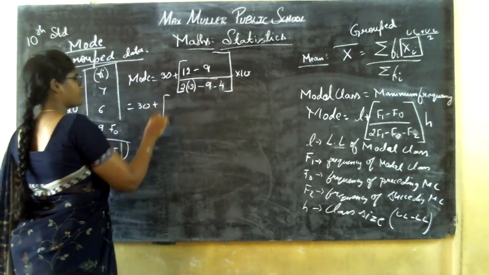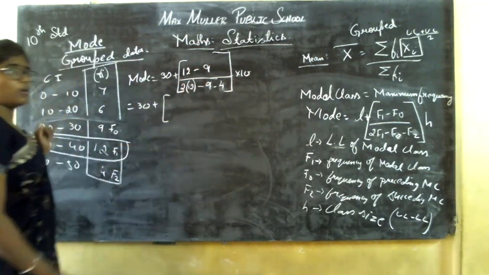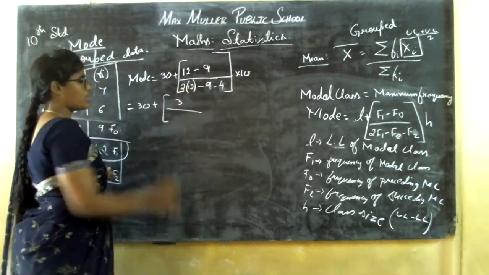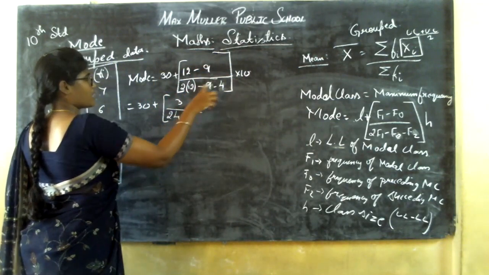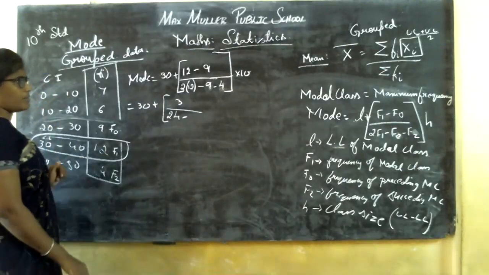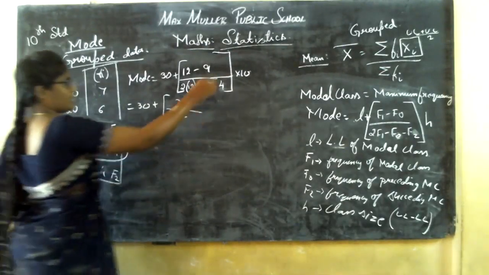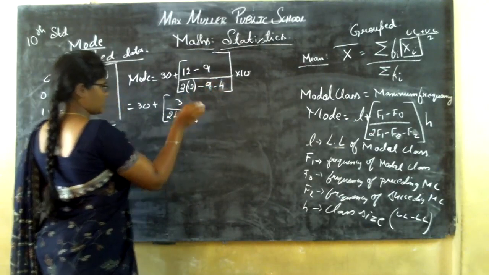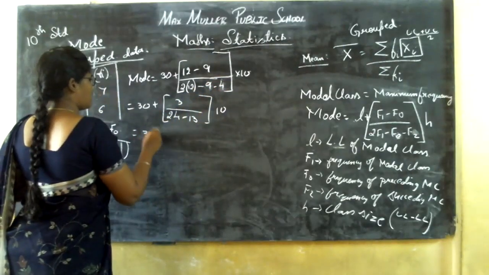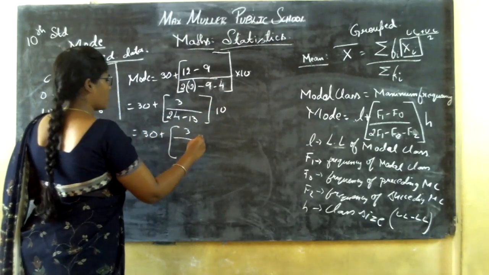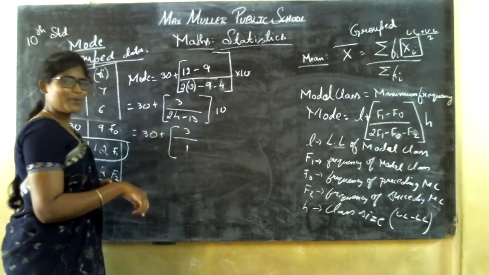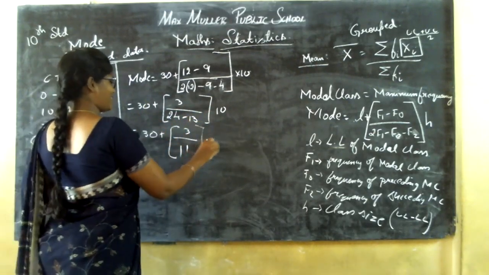Now, only solving this, that's all. 30 plus. In 12, 9 goes, after 9, 10, 11, 12, 3. Divided by 2 into 12 is 24. Minus is there. What are you going to do? Add and put the greater number sign. So 9 plus 4, after 9, 10, 11, 12, 13. So it is 13. Correct? And you have 10. 13 plus 3 divided by... Now, 4 minus 3 goes 1 time, into 10.